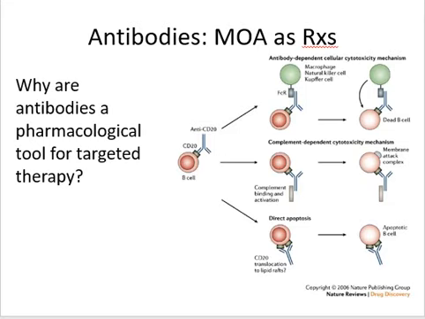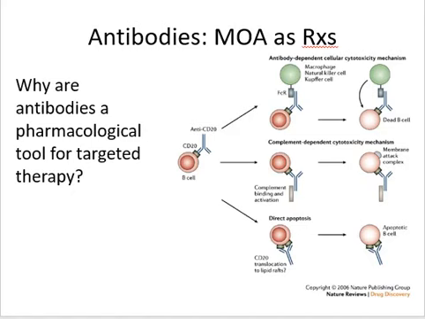This is a CD20 molecule, which is a good marker for B cells. We don't really know what CD20 does specifically, but we know if a cell has CD20 on it, it's a B cell. Okay, so we've produced an anti-CD20 molecule, and what it does is it actually kills the cells that it binds to, and it does so through at least 3 different mechanisms.